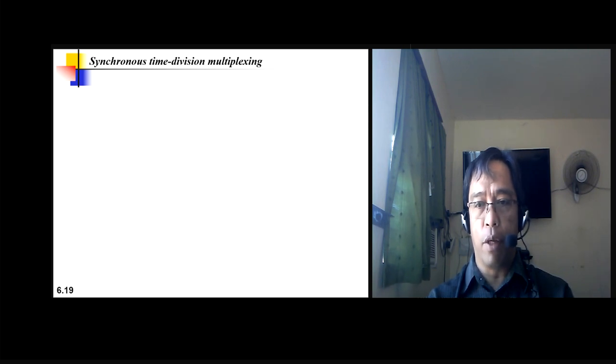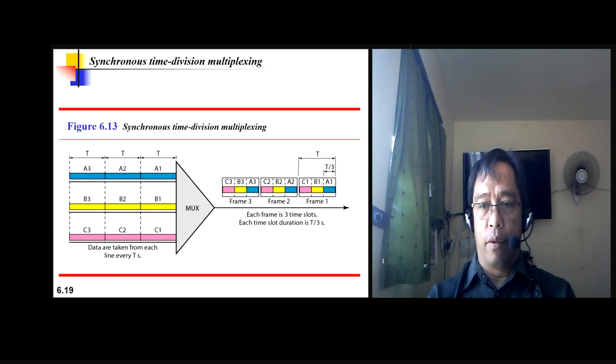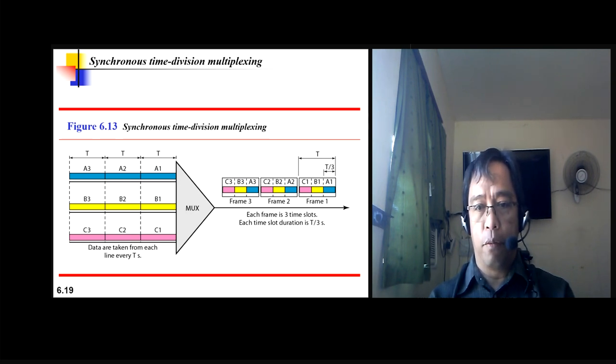Synchronous time division multiplexing. In synchronous TDM, a round of data units from each input connection is collected into a frame, as shown in figure 6.13. The data rate of the link is 3 times the data rate of a connection. The data rate of the output link must be n times the data rate of a connection to guarantee the flow of data. So in the figure also, it represents the data prior to multiplexing at 3 times the size of data after multiplexing.